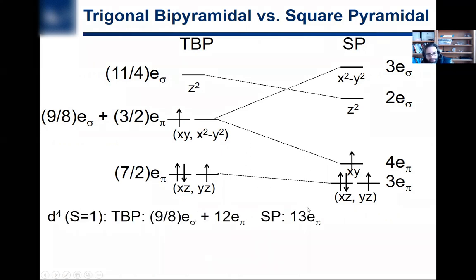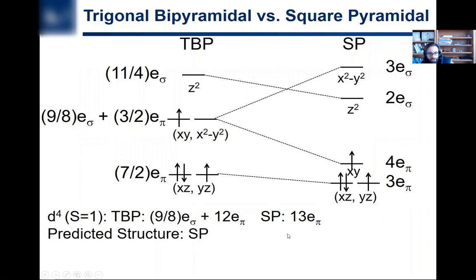What about if you have a triplet? Okay, that's with S equals 1, 2 unpaired electrons, 2S plus 1, 2 times 1 plus 1 is 3. So we call it triplet. Well, now again, you have this 9/8 e sigma term. So look, it's definitely going to be square pyramidal because you have this huge e sigma term. Here, in square pyramidal, you don't have any of that term. So you're always going to favor square pyramidal no matter what the ligands are if you have a triplet D4 state.